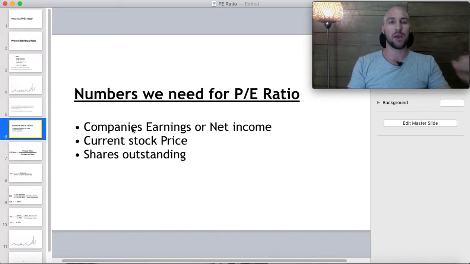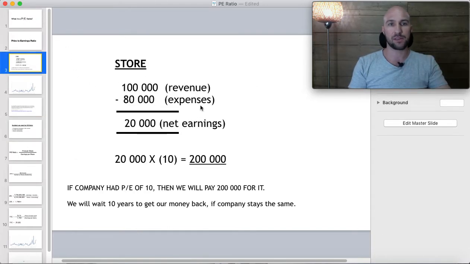You will need the company's earnings or net income. You will need the current stock price, the price that it is trading at on the stock market right now. You'll also need the shares outstanding. How many shares are on the stock market? Because in our example, this guy didn't have any shares. We had to buy the whole company. The whole company was one share.